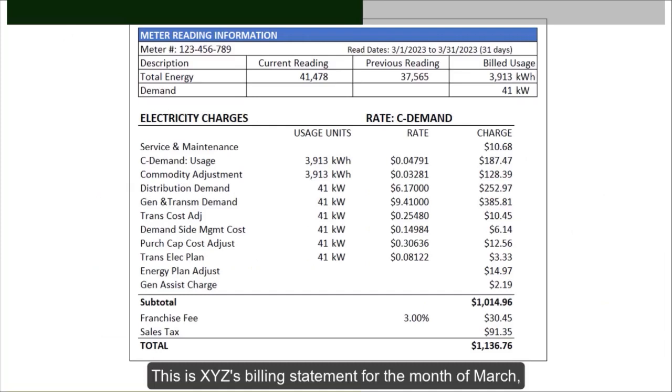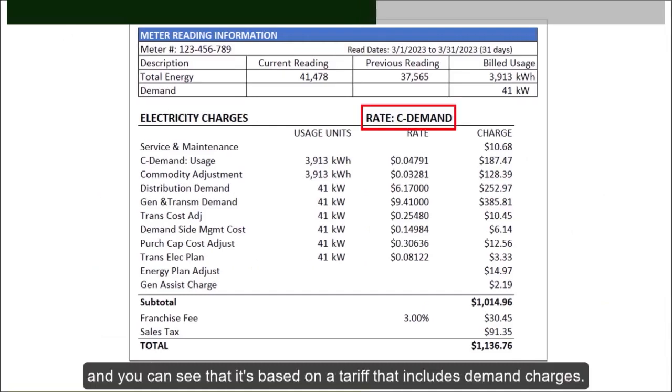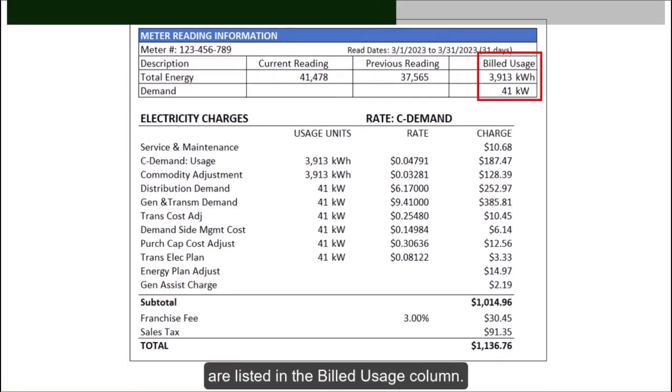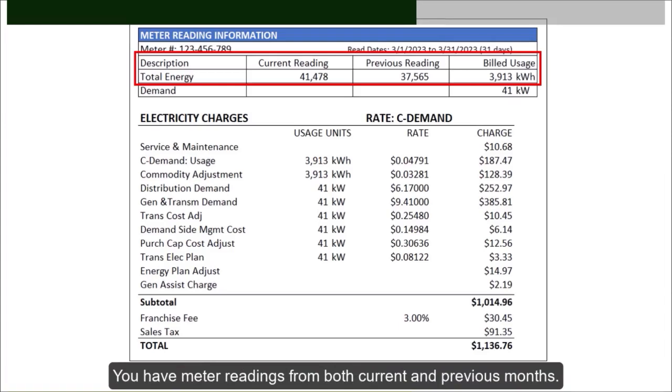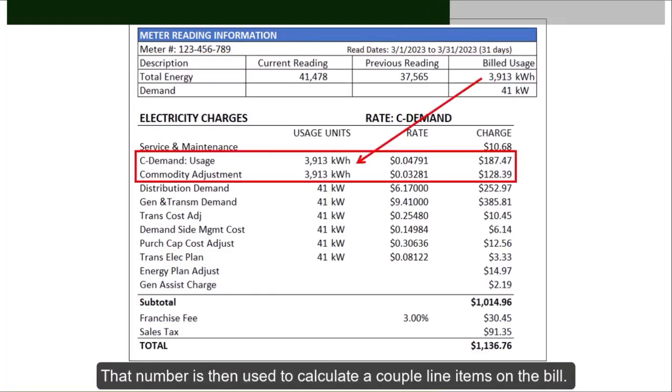This is XYZ Consultants' billing statement for the month of March, and you can see that it's based on a tariff that includes demand charges. The amounts used to calculate the charges for the month are listed in the billed usage column. As we just said, kilowatt hours are straightforward. You have meter readings from both the current and the previous month. Take the current number and subtract from the previous one, and you have the amount of usage for that billing cycle. That number is then used to calculate a couple line items on the bill.